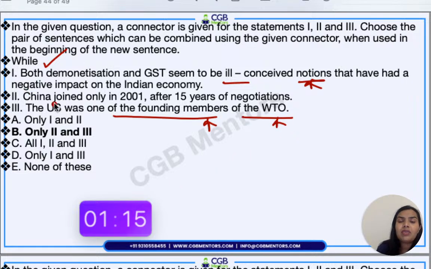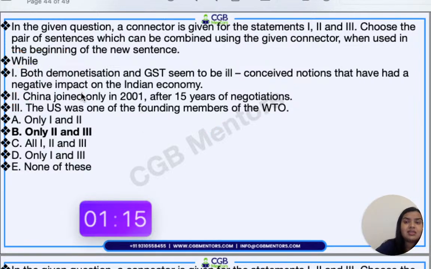So यहाँ पे दो countries हैं, one joined and one was there. One joined after 15 years and another one was there since the beginning of the setup. So that's why second and third could be joined using while, because these are two slightly contradictory things. One is that old veteran and another one is quite new.